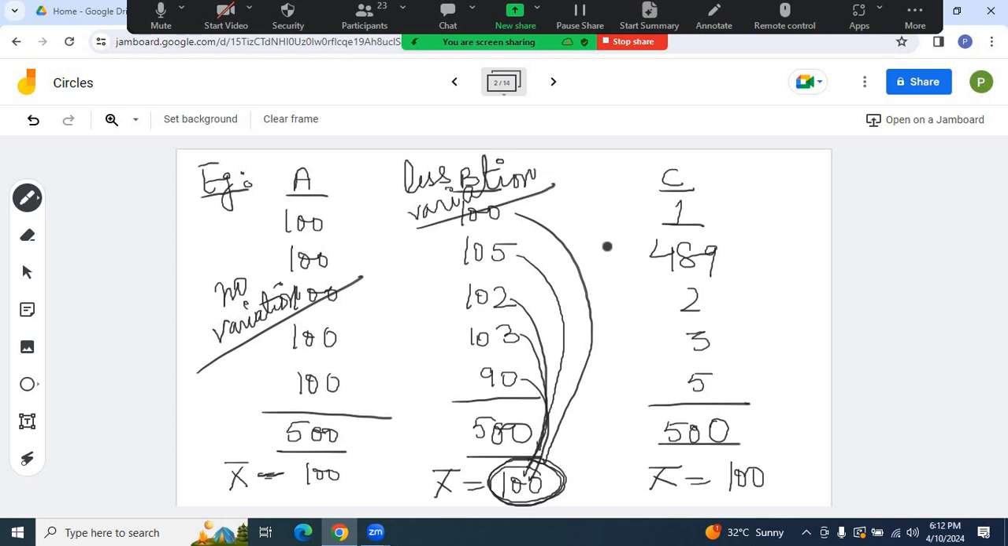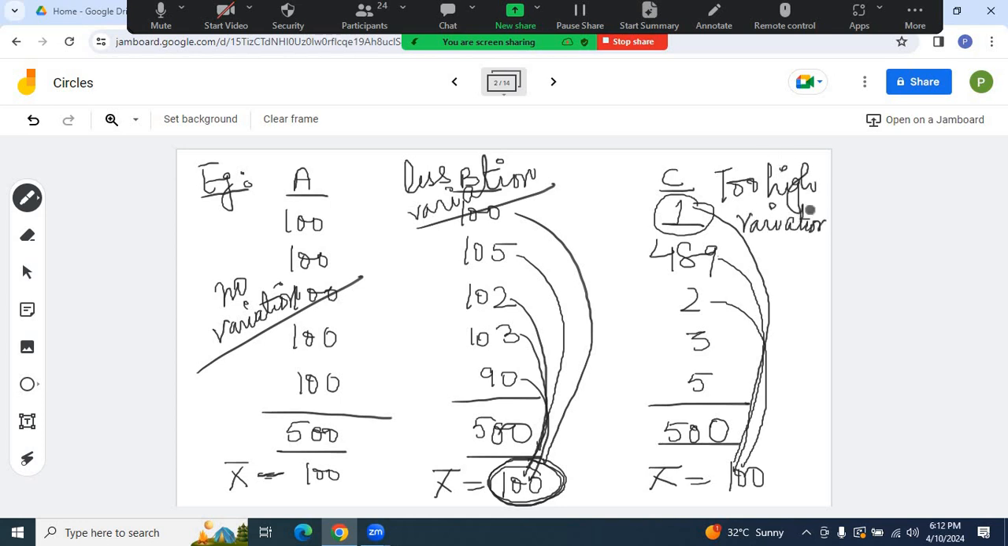Now if you see series C carefully, you can very well judge that this is 1 and this is 489, and the central value, the mean, is 100. So you can see the variation of the values from the mean. It's too high variation.